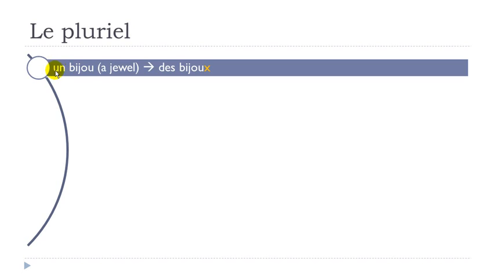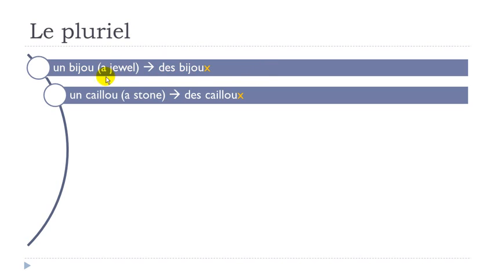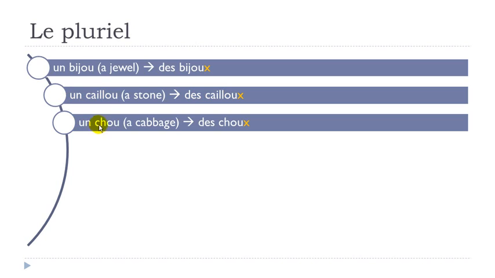The first one, un bijou. I did put the translation here. Pluriel, des bijoux. Then, un caillou, plural, des cailloux. Remember, you don't pronounce the final x. Then, un chou. Remember, when you combine this c and h, you get the sound sh. Chou, un chou, pluriel, des choux.